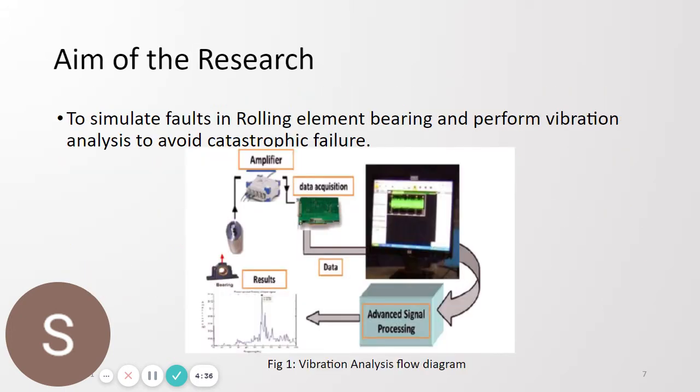The aim of the research is to simulate faults in a rolling element bearing and perform vibration analysis to avoid catastrophic failure. We take the bearing which has faults and use sensors to get the data from the bearing. Then we use an amplifier so that the data can be read properly. In data acquisition, the data is analyzed and sent to advanced signal processing, and in this research we are using an FFT graph.